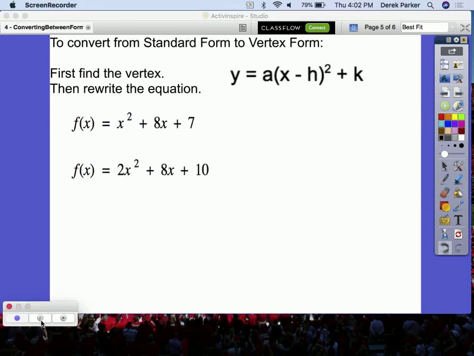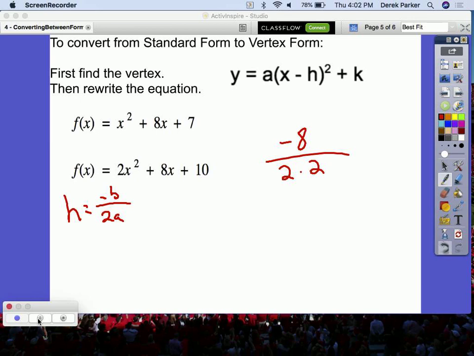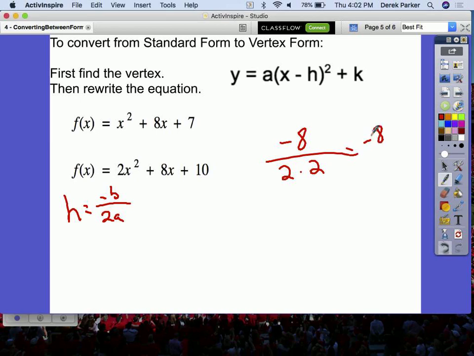Next, let's convert f of x equals 2x squared plus 8x plus 10. Again, got to find the vertex first. Remember, h equals negative b over 2a. In this case, b is 8, so that becomes negative 8 over 2 times 2. Negative 8 divided by 4. And I get that h, or x, is equivalent to negative 2.